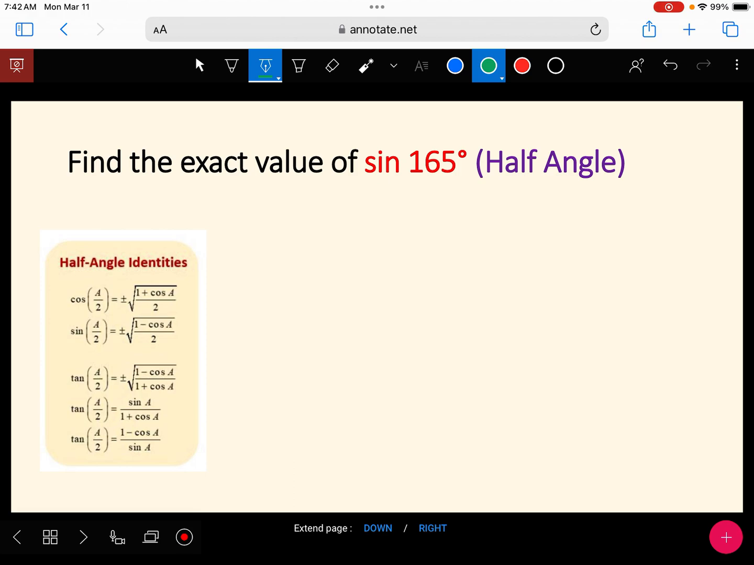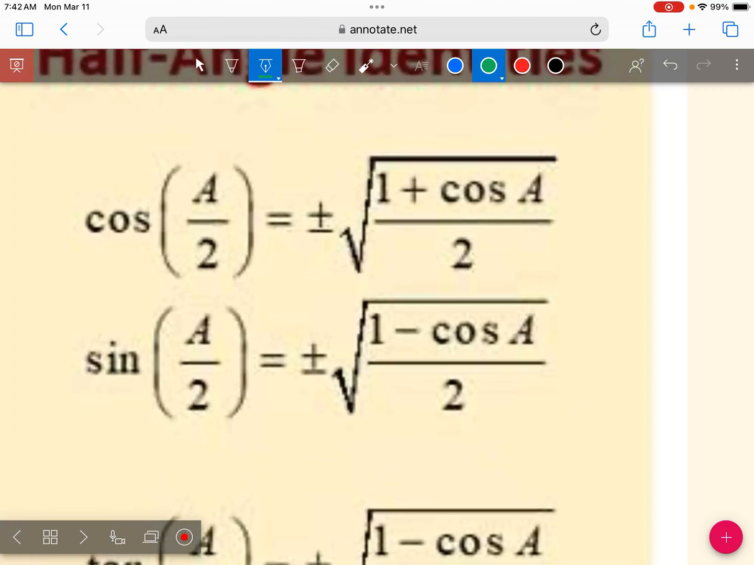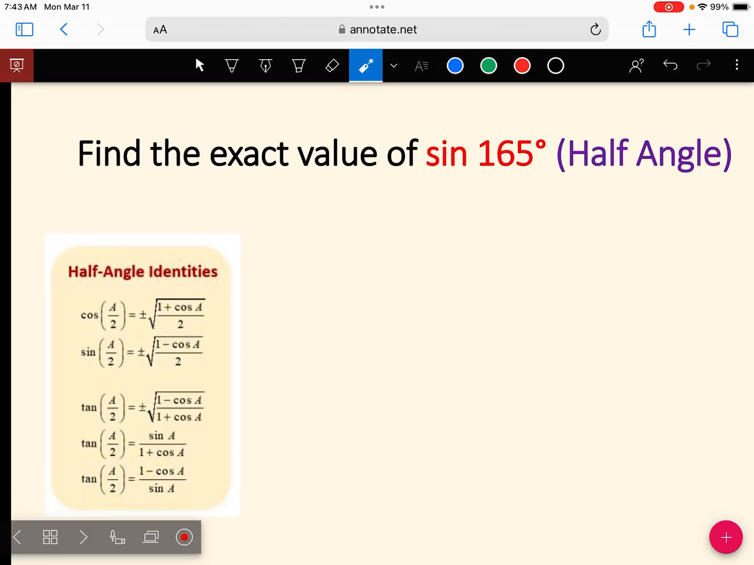Sine of 165. Wait 1 second. And if you look at it, the only difference, let me zoom in here. The only difference between the sine and cosine half angle is that cosine is 1 plus and sine is 1 minus. It's the same steps. Okay. So let's do sine of 165 degrees.